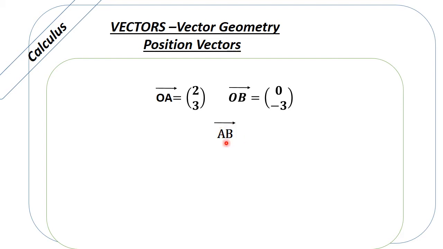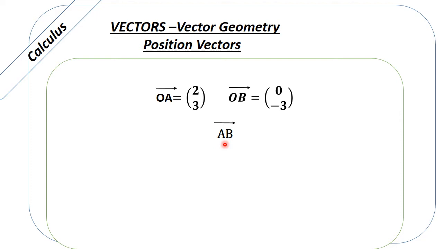So what we do when doing position vectors, we are going to break this into two parts. AB can be written as: imagine you are at A and you're supposed to go to B. When we're talking about position vectors, remember there is O where everything starts from. So we can start from A, go to O, then from O go to B. So it can be AO plus OB.